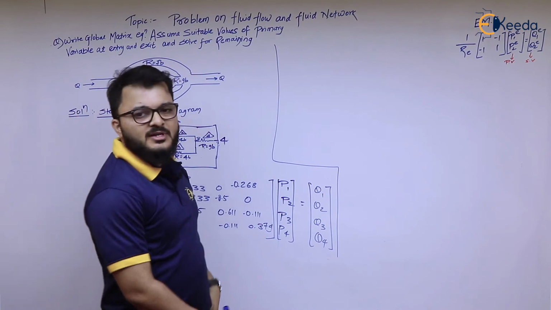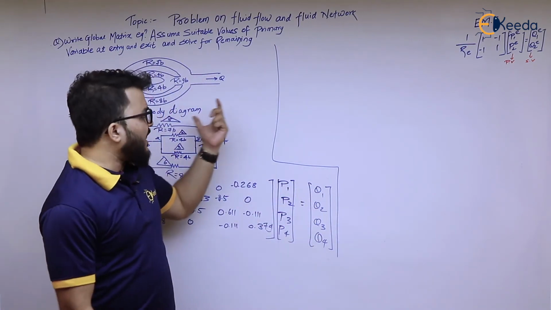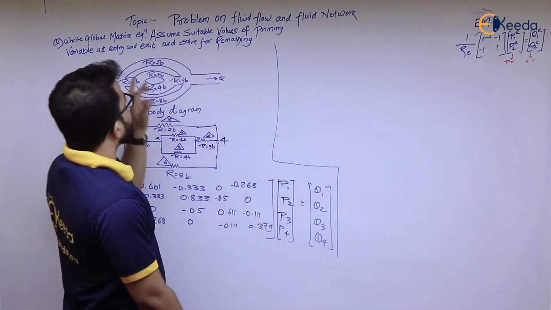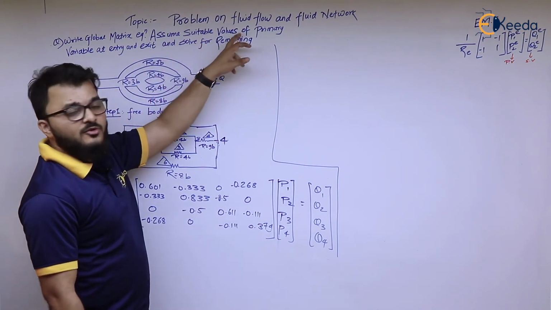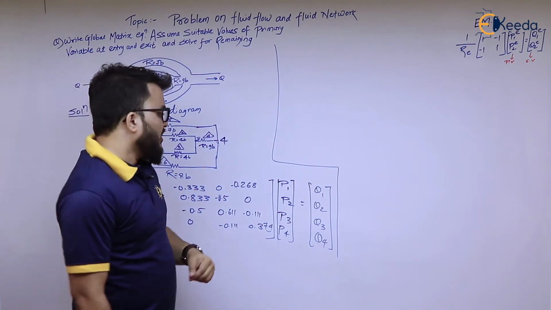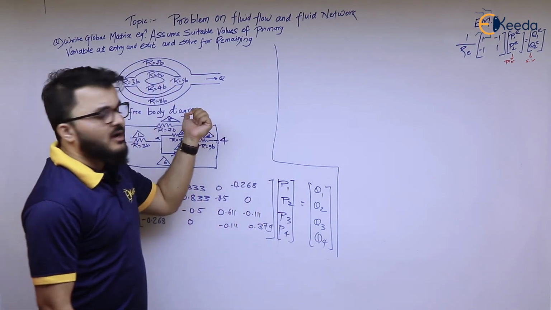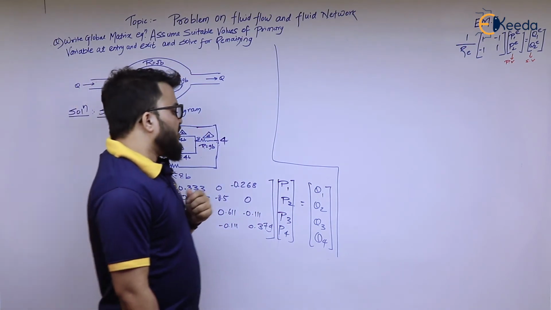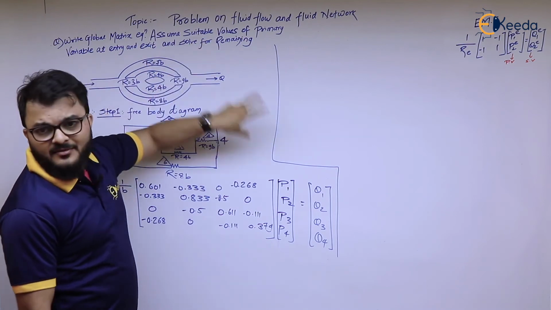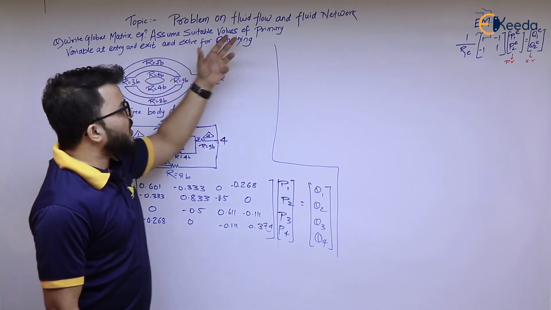Okay, so now we will put in all these values and find what the pressure is and what the rate of flow is at every element. So let us start. The question says to assume suitable values of primary variable at entry and exit levels. So they themselves told that you have to assume suitable data for this given problem. If they give any suitable data, then take whatever they give. But if they say assume suitable value, then you can assume anything.